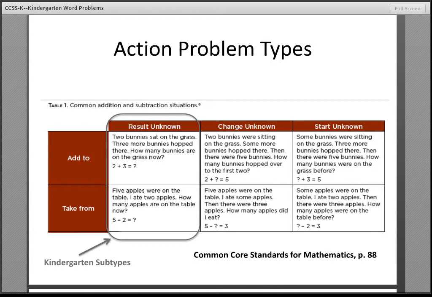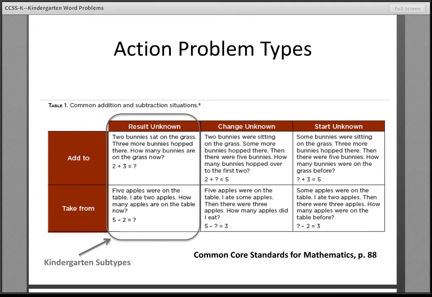This section of the chart illustrates the result unknown problems, but it allows you to see these other 2 problem subtypes as well, change unknown and start unknown. Now, even though kindergarten children do not need to know the other types, I'm showing this chart to highlight to you something important for your teacher knowledge.